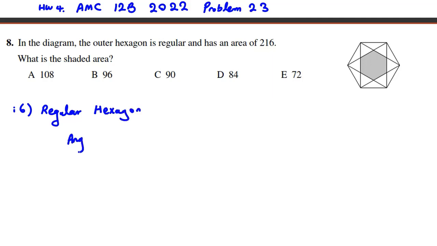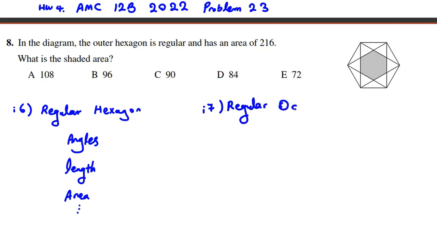Angles and all lengths, all diagonals, all sides, area, all properties. I7, a regular octagon. These two figures are famous. Octagon. Again, all angles here, octagon. In terms of length, all lengths in terms of the length of the side, area of the octagon. There are some approaches, so you should learn them.